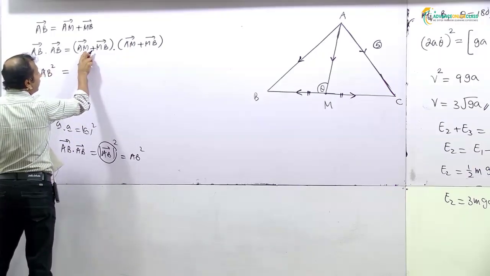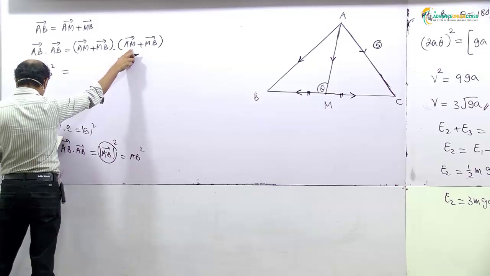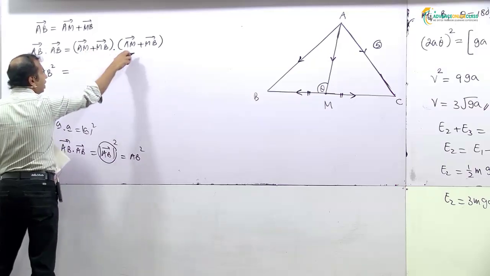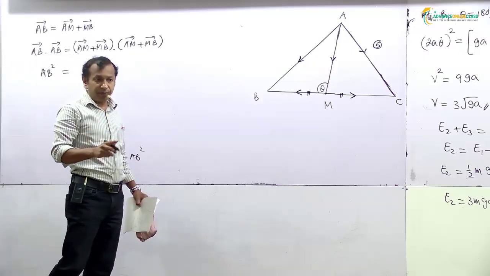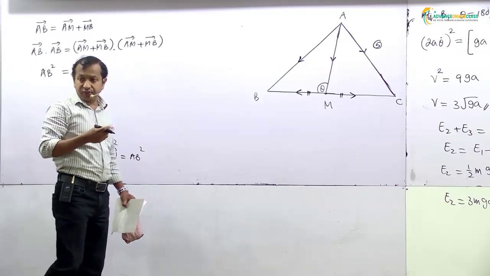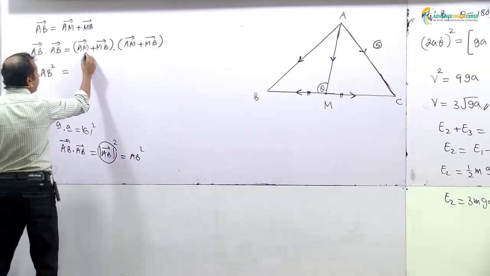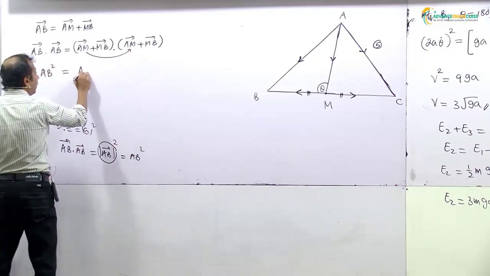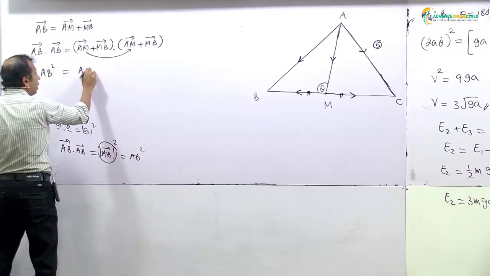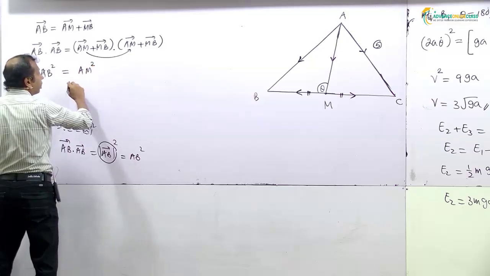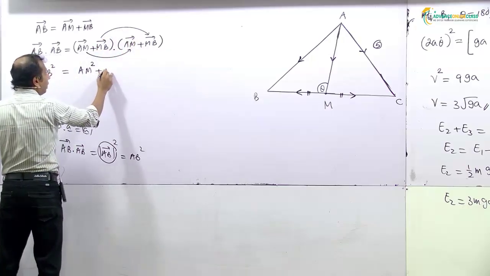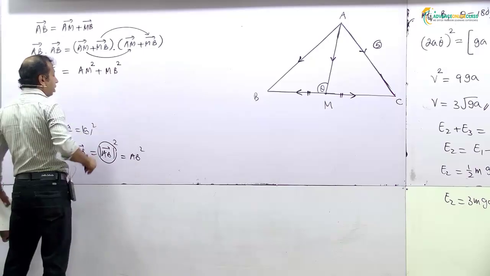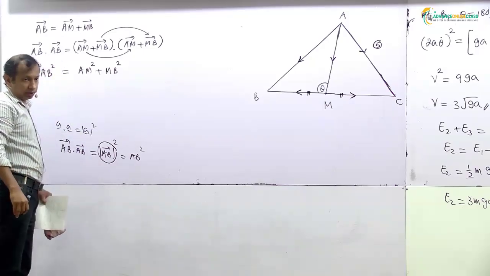Now use the distributive law. AM vector dot AM vector. What do you get? AM perfect square. Correct? This and this, what do you get? AM dot AM, AM perfect square. Next one, this and this, what? MB perfect square. Correct?